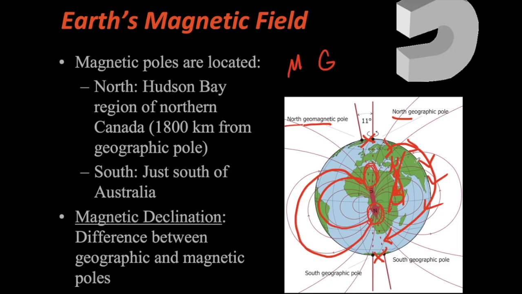So magnetic declination, okay, is the difference between geographic and magnetic poles. This is a little bit confusing, but when you're talking about those geomagnetic poles, just think about them as opposites. So instead of north being the North Pole, it is actually representing the south side of that pole. It's very confusing.